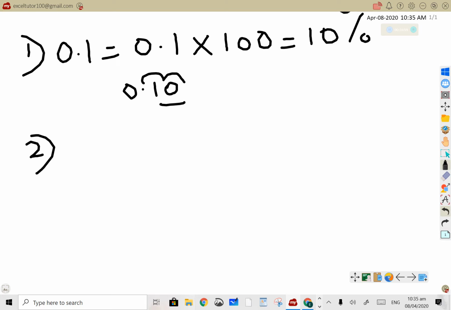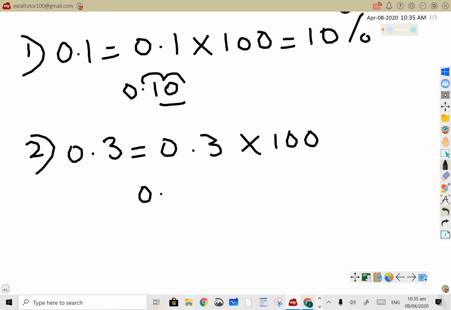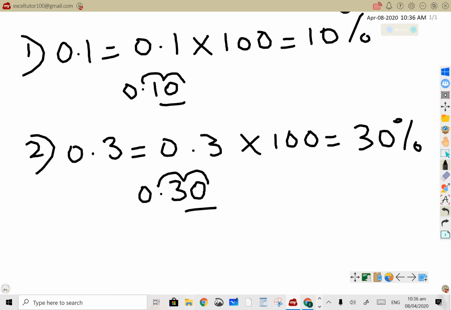A second example, similar to that, 0.3 would be 0.3 multiplied by 100. Our working would be 0.3. We have to move the point 2 spaces to our right. We have nothing here, so therefore we have to fill the space with a 0. So our answer will be 30%. Okay?